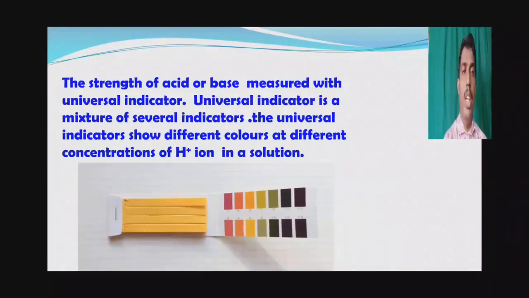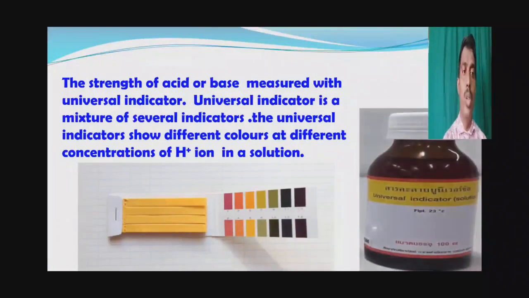Here we can see universal indicator. We can use universal indicator in the form of paper or in the form of solution. It will show different colors at different concentrations of the H plus ions in a solution. Here the paper is showing different colors at different concentrations of the H plus ions.